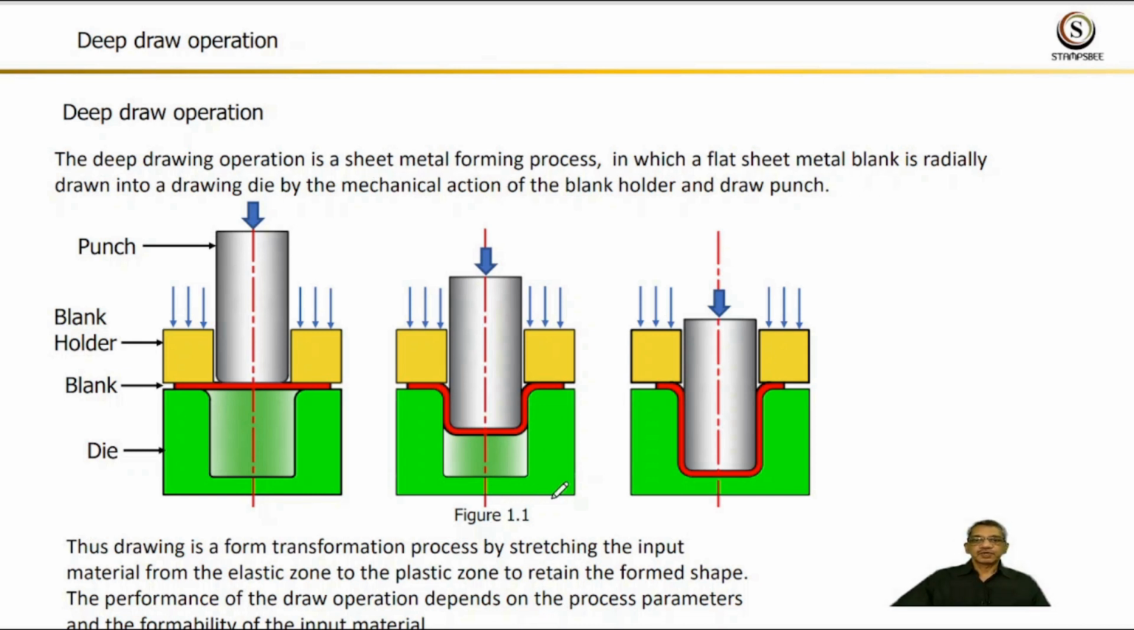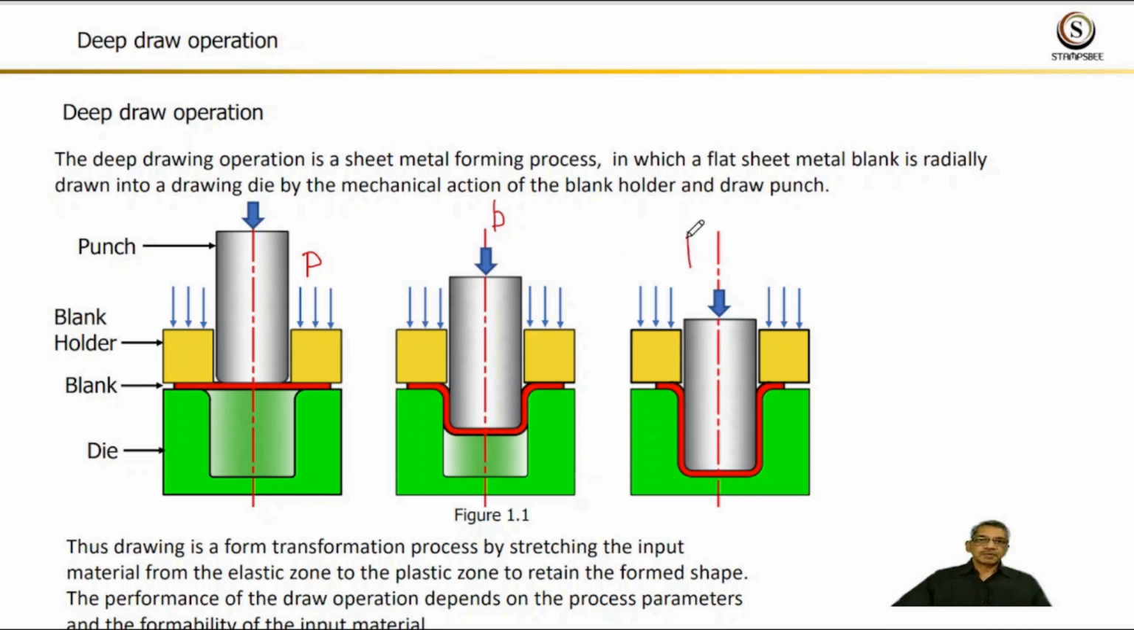Figure 1.1 shows the stages of the draw operation. In stage number 1, die elements like punch, blank holder and die cavity are shown. First, the blank is loaded on the die cavity and held with the help of the blank holder by applying uniformly distributed load on the blank holder. Then the punch advances with specified load and speed.